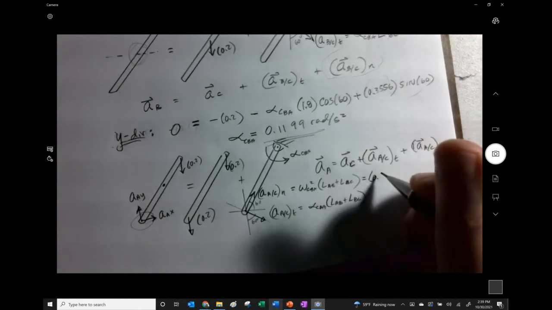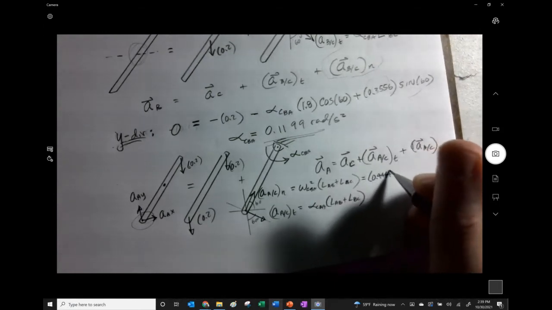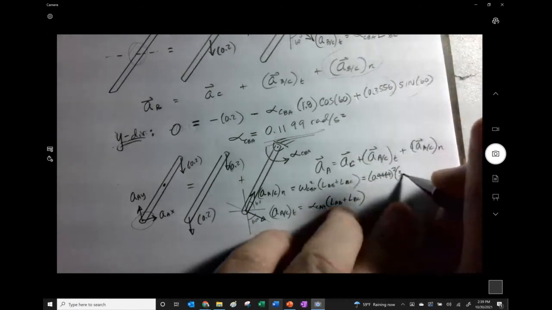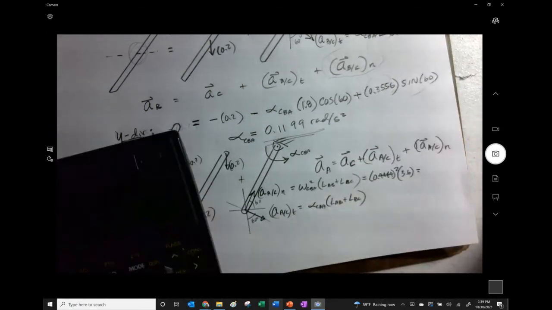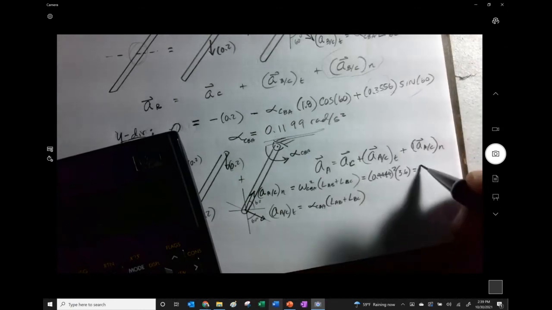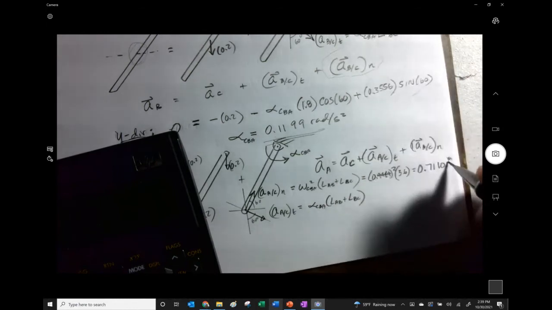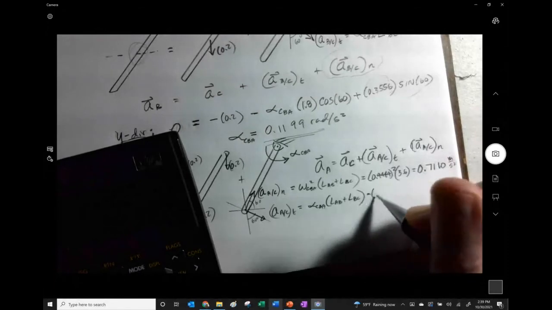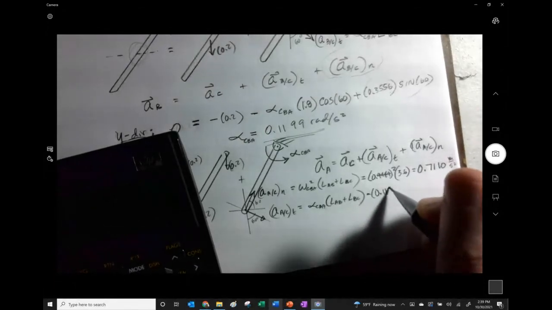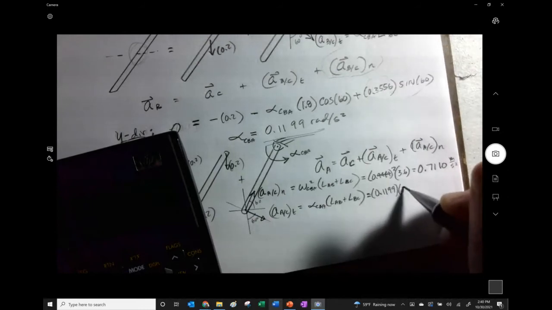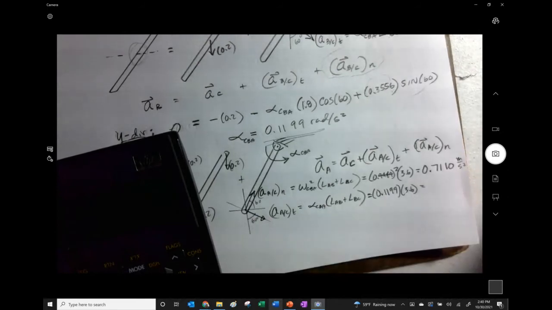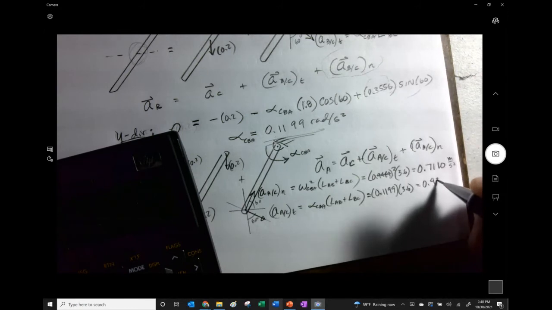So here we got 0.4444 squared and 3.6. So we get 0.7110, and that's meters per second squared. And this one is going to be 0.1199 times 3.6, or 0.4318.